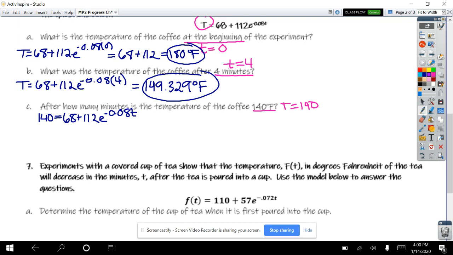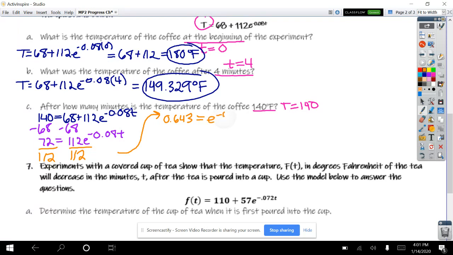Well, the first thing you can do is get rid of the 68 because it's just being added at the end. So we can subtract 68, and that gives us 72 equals 112 e to the negative 0.08t. Right, before we get to e, we need to get rid of what's next to e, which is 112. So I'm going to divide both sides by 112. If I do 72 divided by 112 in the calculator, you would get 0.643.